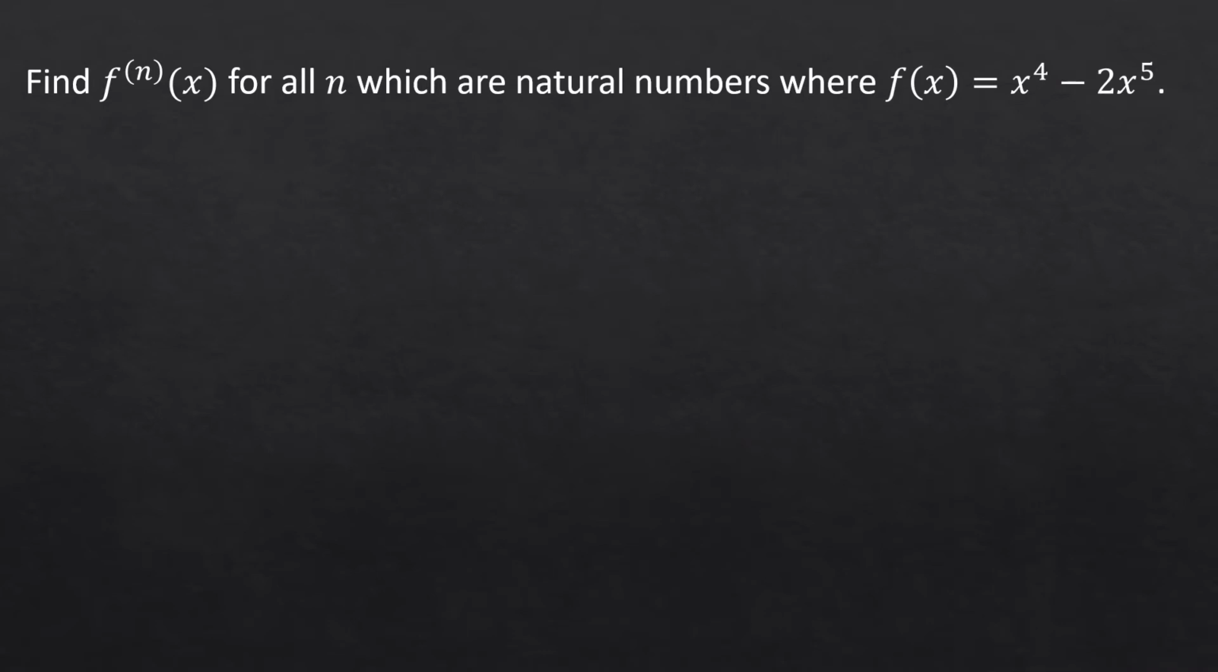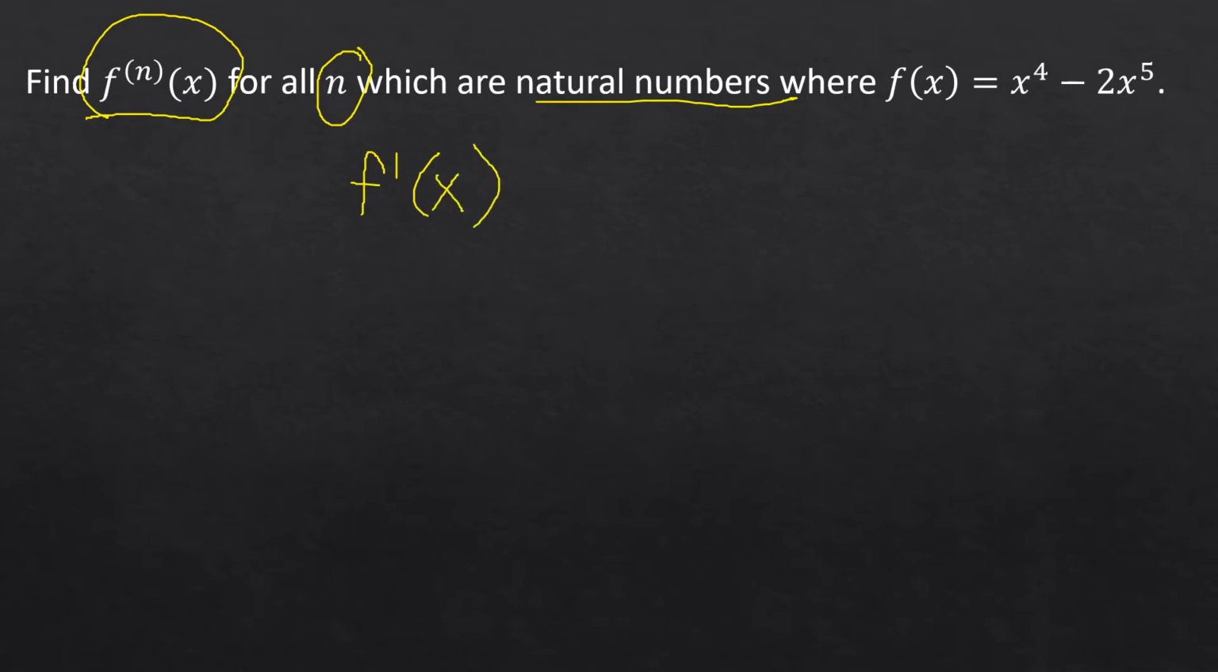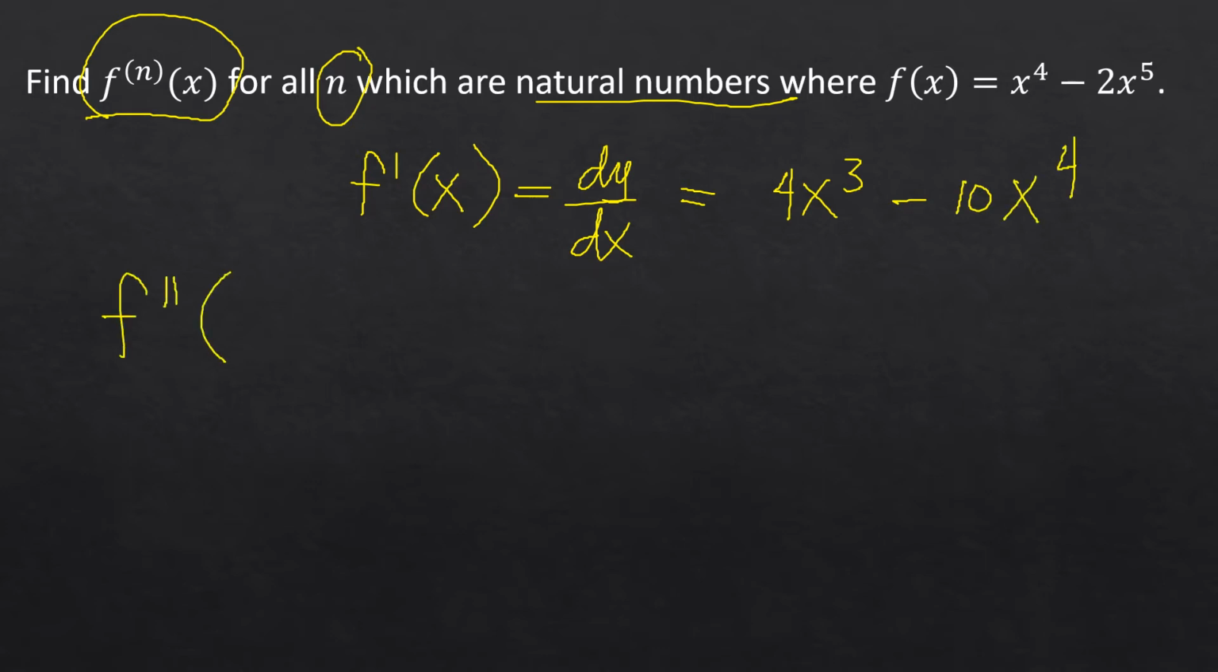So dito, we're going to find f^(n) for all n, which are natural numbers starting from 1, 2, 3, or it starts from 0, including 0, okay? Where f of x is equal to x raised to 4 minus 2x raised to 5. So, ibig sabihin nito, kukunin natin ang first, second, third, fourth, hanggang sa pag-0 na siya. So, let's have the first derivative. The first derivative of that is also denoted by dy over dx, which is equal to, using the power rule, 4x cubed minus 10x raised to 4. That is the power rule. So, pagkukunin na natin ang second derivative of that.